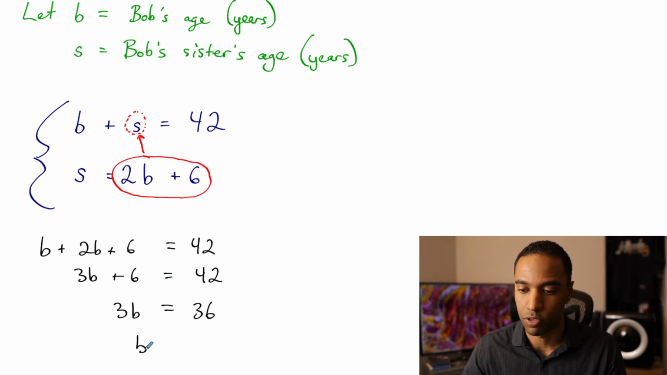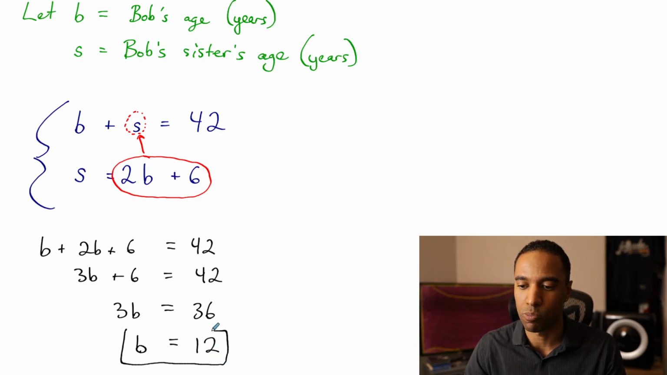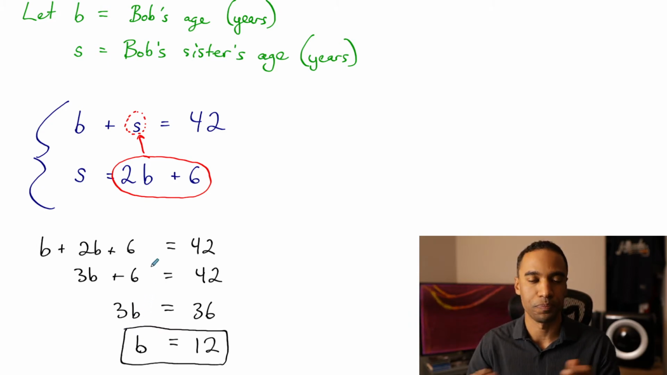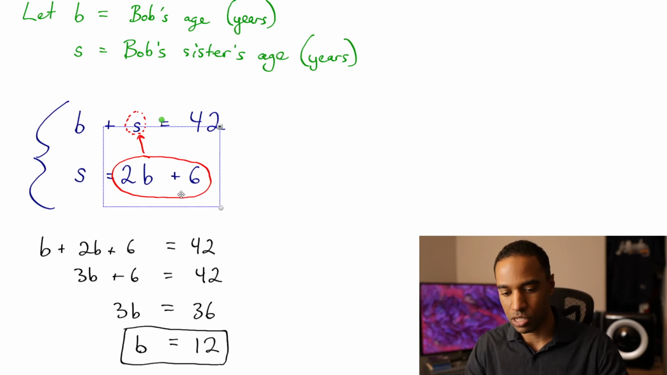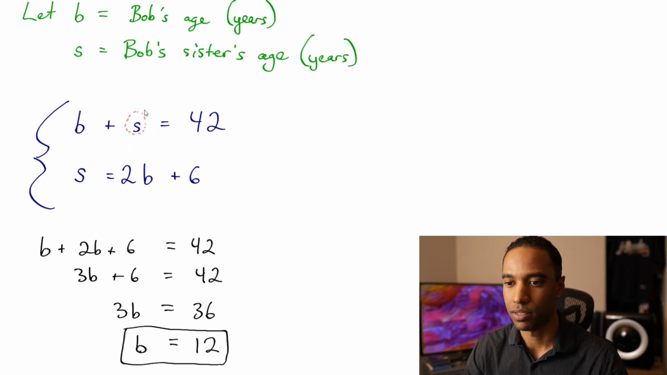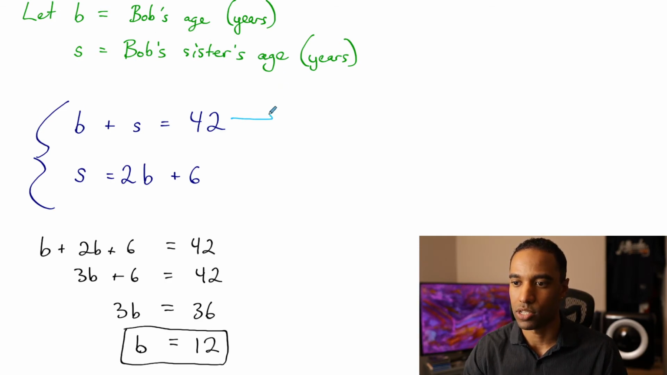On this side, I'll be left with B, and 36 divided by 3 is 12. So B equals 12. Bob's age. Bob is 12 years old. Okay. And this is one of those scenarios, again, where you can substitute 12 back into either of these top two equations right here, and then you can solve for S. I'll go ahead and do it in both so you can just see it along.